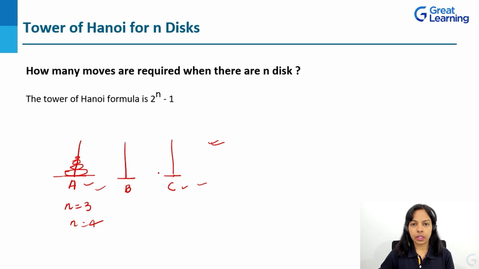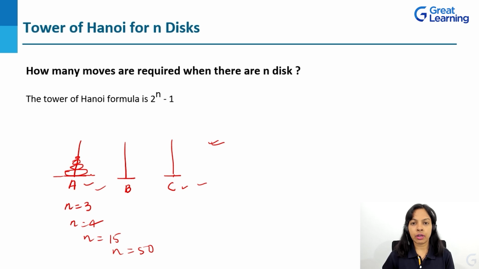So how many steps are required? Still, for 4 disks we can count by shifting them one by one and then counting the number of steps. But suppose the value of n is some higher number, like 15, or maybe somewhat higher than this, like 50. Then how many steps will be required to shift all these 50 disks arranged in an order?